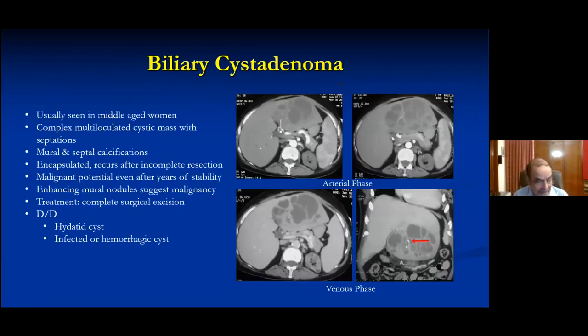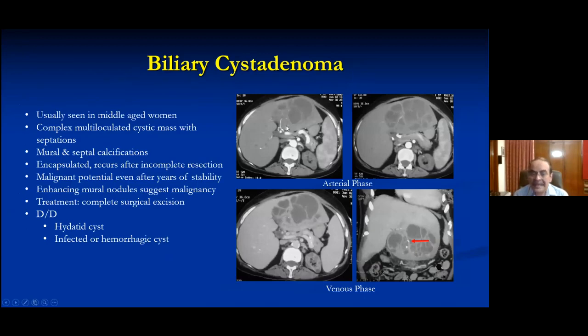Moving on to some rarer benign lesions. This is a biliary cyst adenoma. Biliary cyst adenomas are seen more often in women, almost exclusively in middle-aged women. It's a multi-septated lesion, which may show nodular projections from the wall. It can show septal calcification.